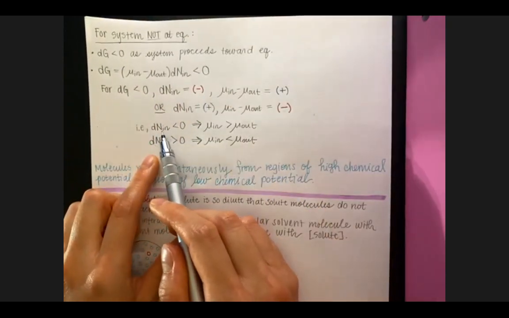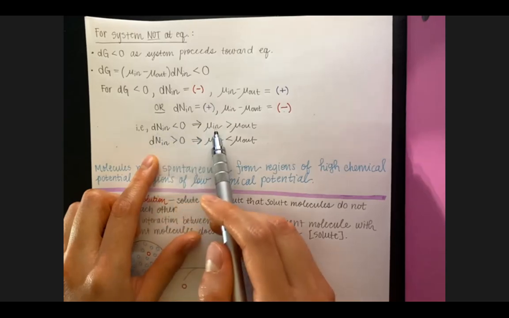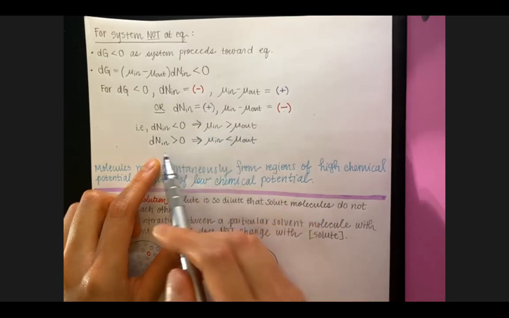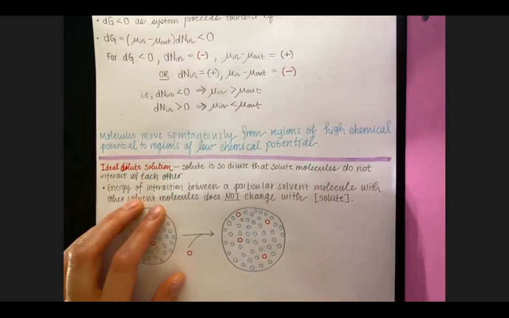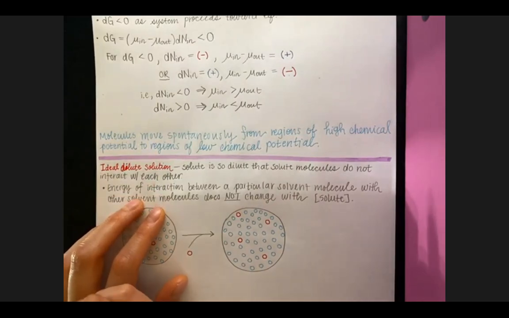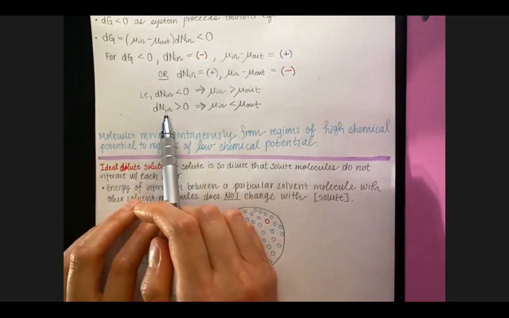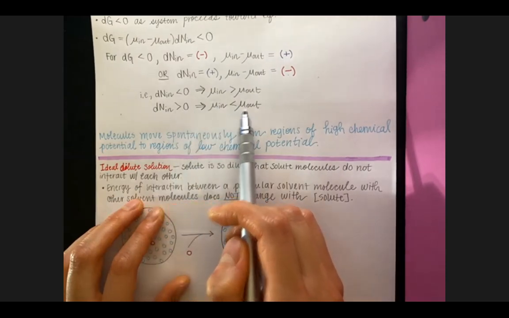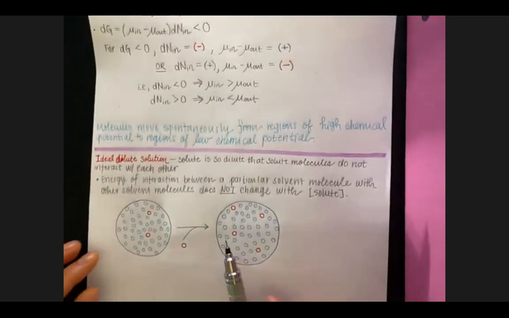In other words, you can have the number of molecules flowing in be negative, and so the chemical potential inside is greater than the outside, or you can have it the other way. And so we can see that molecules move spontaneously from regions of high chemical potential to regions of low chemical potential, because when we're having molecules float inside the chamber, that means that the chemical potential is greater on the outside. Any questions?